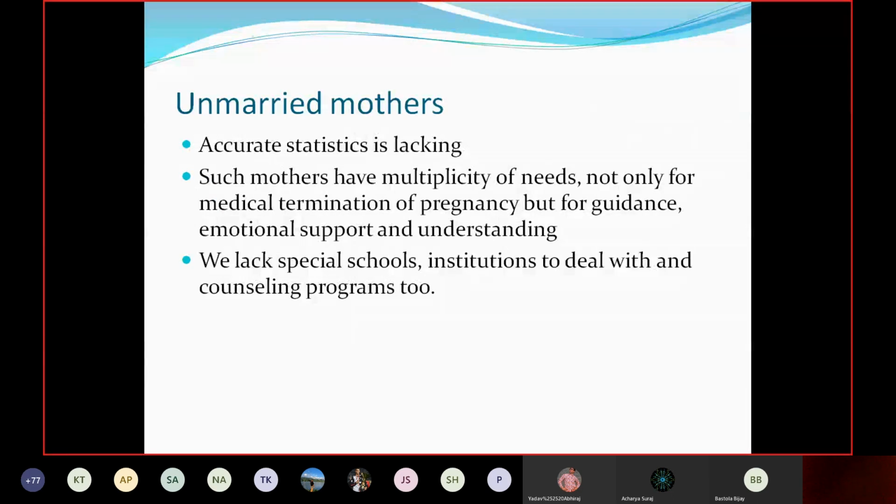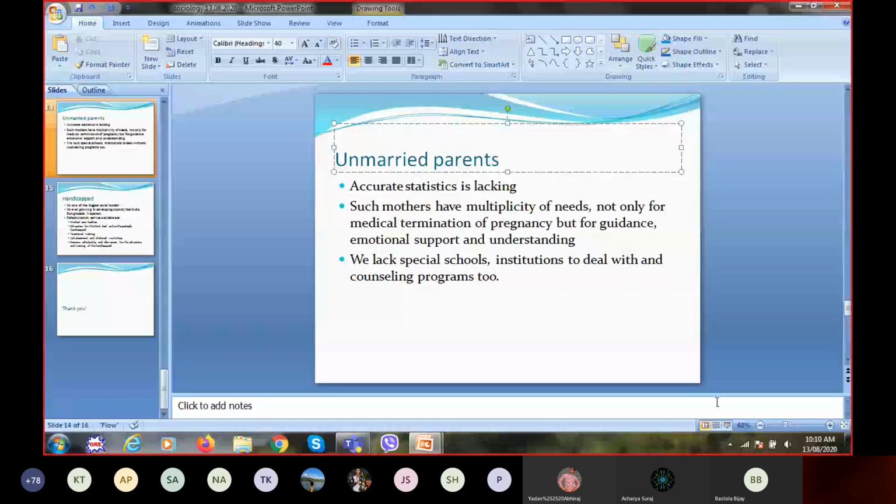Another problem, let's discuss in our context, is unmarried mothers. I would say it's not only unmarried mothers, unmarried fathers also you can say. Let me revise that. Even though it was written like this in the textbook, I prefer to add unmarried parents. Sorry for that. I took reference from the Park textbook, that's why it was written like unmarried mothers.